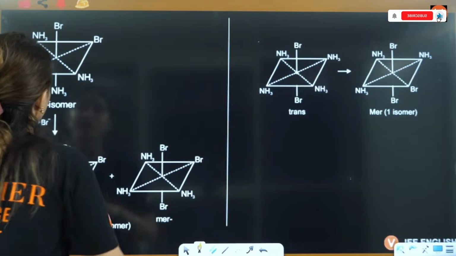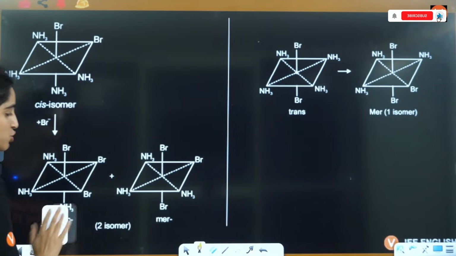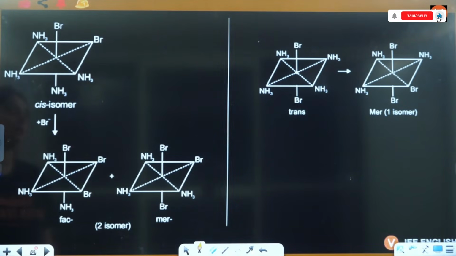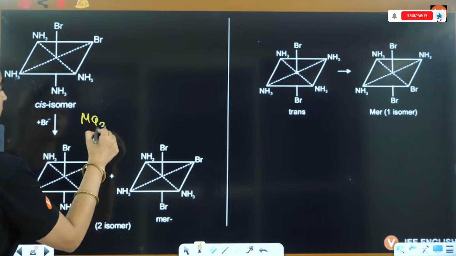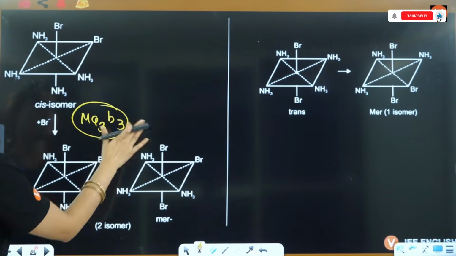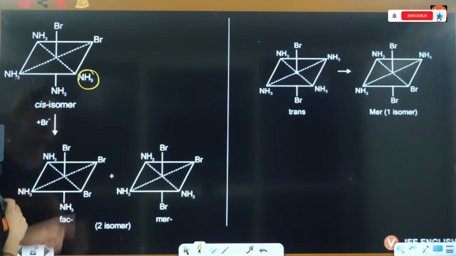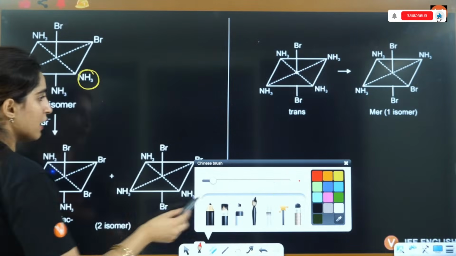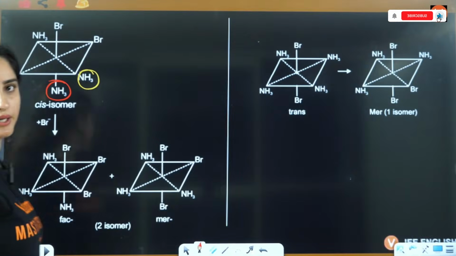Now when it is reacted with Br, it will give you facial and meridional, two isomers. That means it will become Ma3B3. So the replacement can be either this one that is replaced, and then you will find this one, right? If this is replaced, then you will find this one, right?